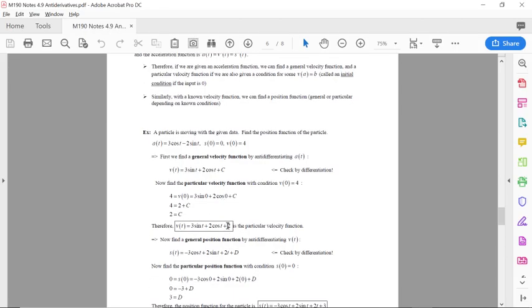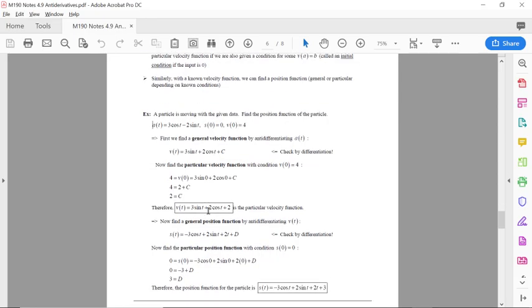Now we can go further and find the position function. We were given acceleration, and we knew the initial position and the initial velocity, and that's enough information to determine a particular position function. So the antiderivative of our velocity, right here, the antiderivative of the velocity is a position function. It's a position family of functions here, the general antiderivative.